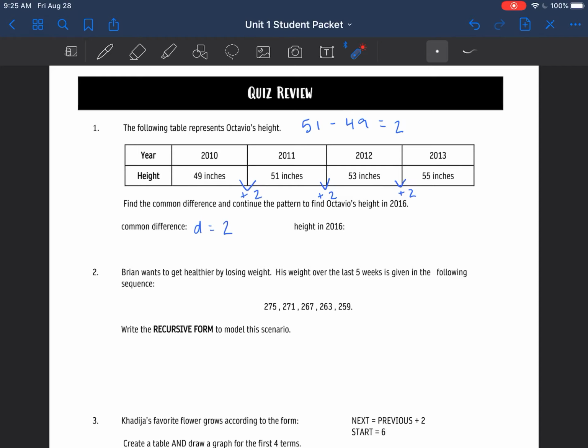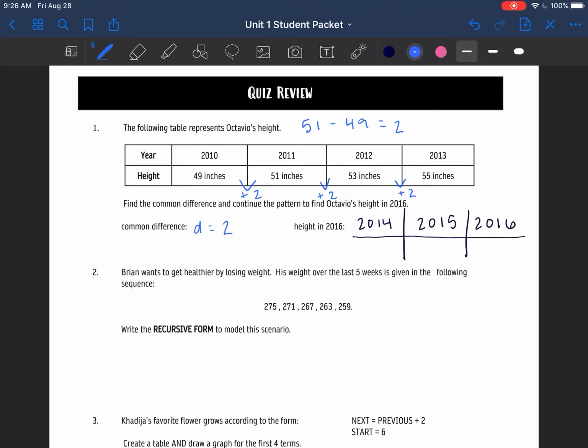So now to figure out his height in 2016, I'm going to continue my table, and due to space, I'm going to do it just down here in some blank space. If you have space on your table or on your paper, you could maybe continue your table out there. So I'm going to set up my table down here for 2014 would be the next year because my table cuts off at 2013. So I need to know 2014, 2015, and then the question is actually asking me about 2016.